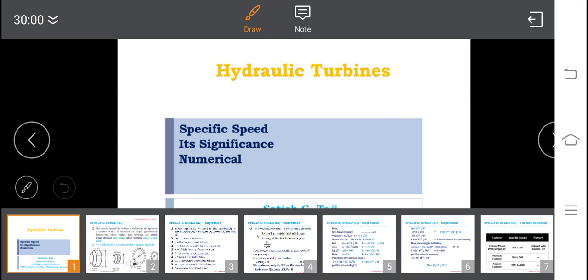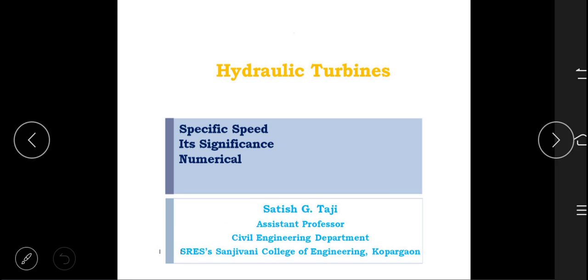We will continue with the hydraulic turbines itself, under which we will study today specific speed. What is specific speed? What is its significance? And we shall solve some numerical problems on that. Okay?